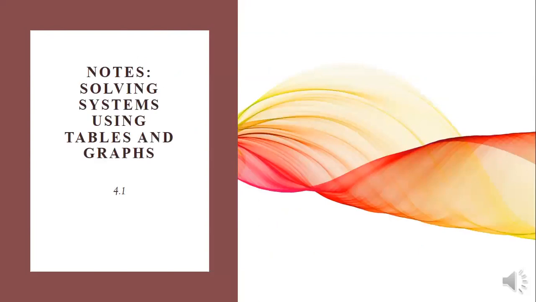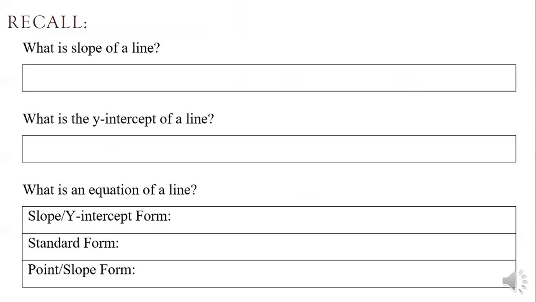Our 4.1 is where we're starting, and it's talking about solving systems using tables and graphs. Before we do that, I want to make sure that we are still okay with slope of a line. What is the slope? What does it mean? Well, the slope of a line is your rate of change, right? It is the change in your y divided by your change in your x, right?